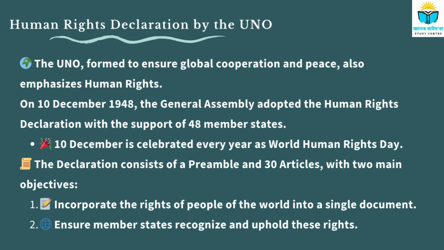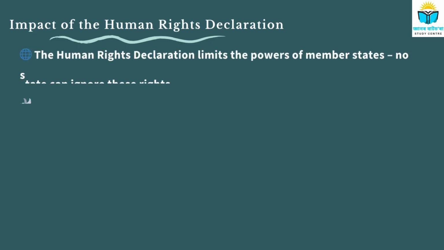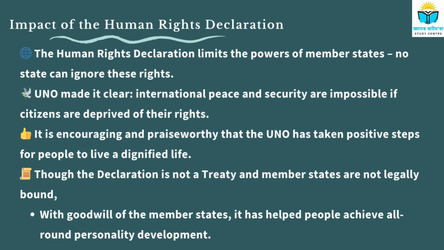The declaration includes a preamble and 30 articles, and it has two main objectives. First, to incorporate the rights of people around the world into a single comprehensive document. Second, to ensure that all member states recognize and uphold these rights for their citizens. Let's now talk about how the UNO's Human Rights Declaration has impacted the world.